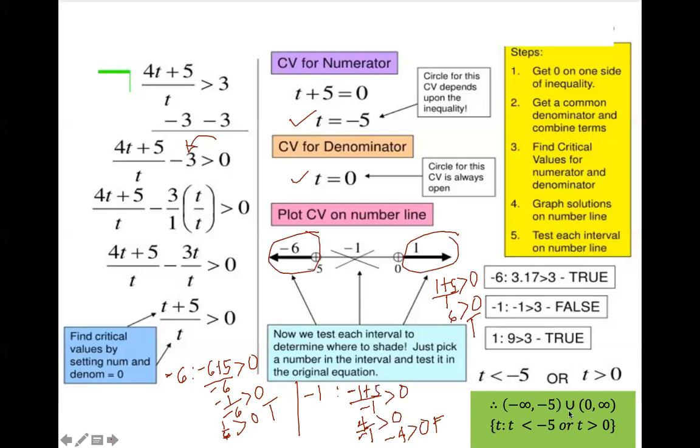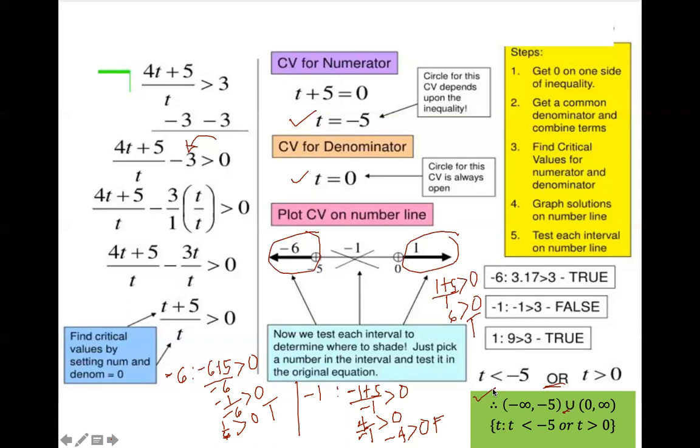So here we use the symbol or union. So from where to where? So it's -infinity to -5, from left to right. Union, the other solution set, 0 to +infinity. So that is our interval notation.